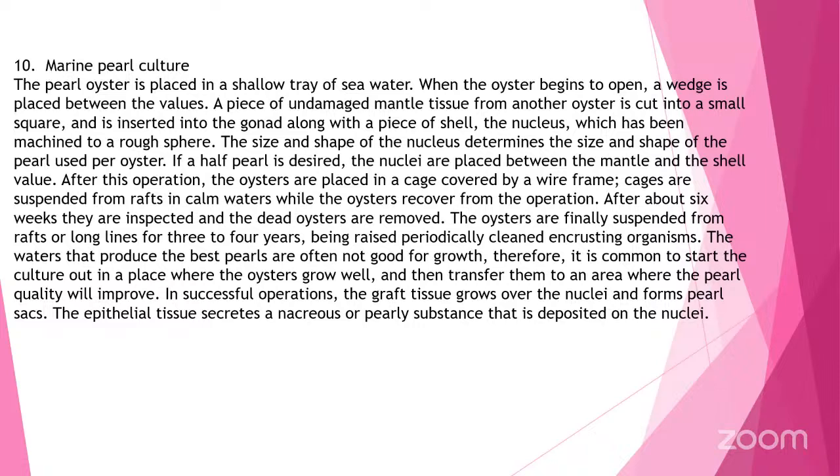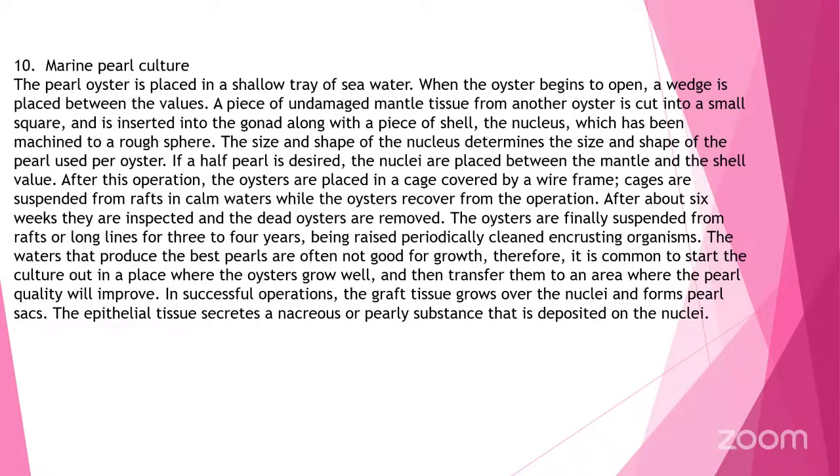After this operation, the oysters are placed in a cage covered by a wire frame. Cages are suspended from rafts in calm waters while the oysters recover from the operation. After about 6 weeks, they are inspected and the dead oysters are removed. The oysters are finally suspended from rafts or long lines for 3 to 4 years, being raised periodically and cleaned of encrusting organisms. The waters that produce the best pearls are often not good for growth.